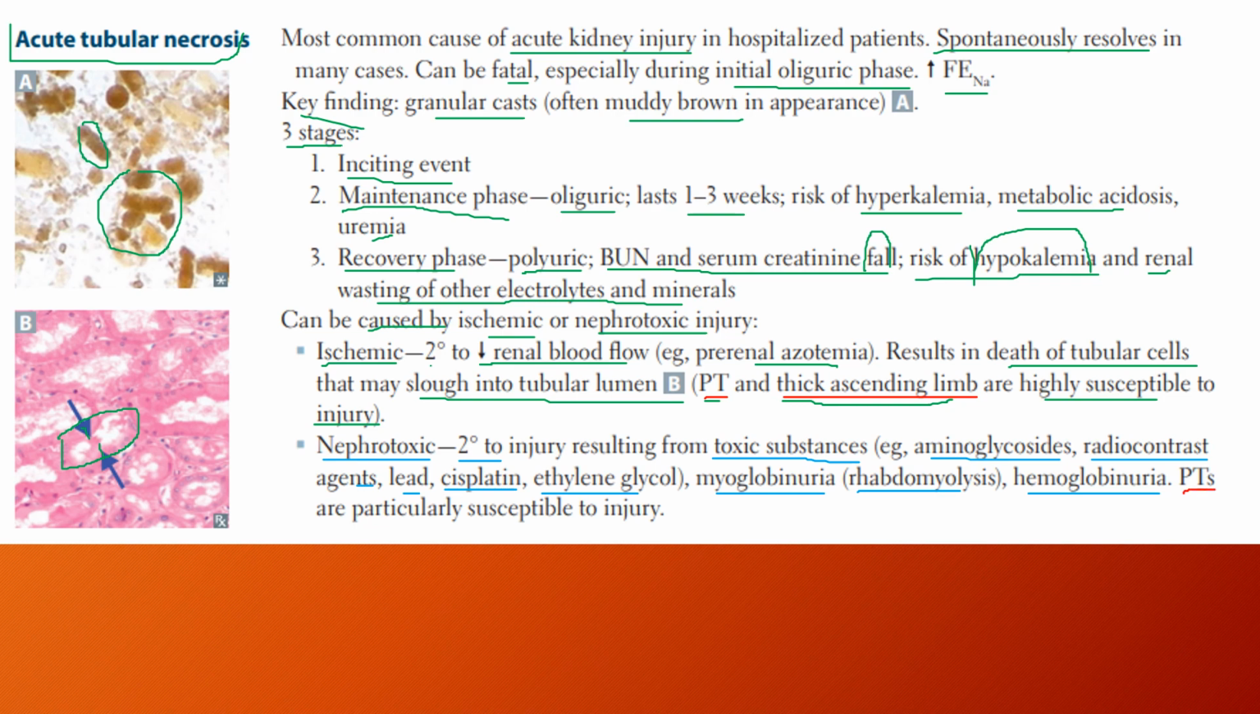Proximal tubules are particularly more susceptible to this injury. Remember this: proximal tubules are particularly susceptible to this injury.